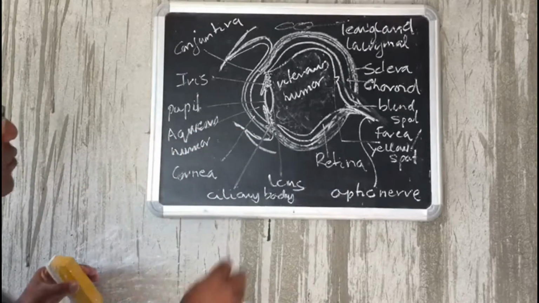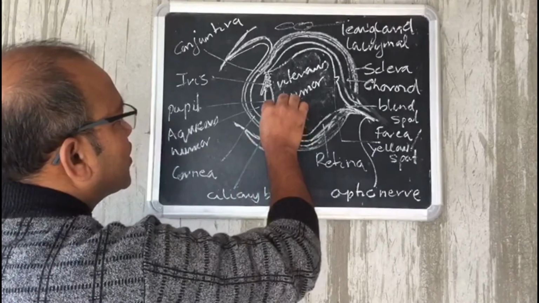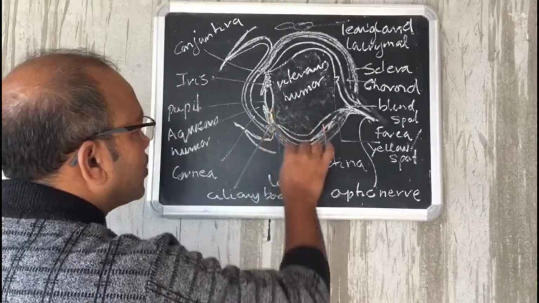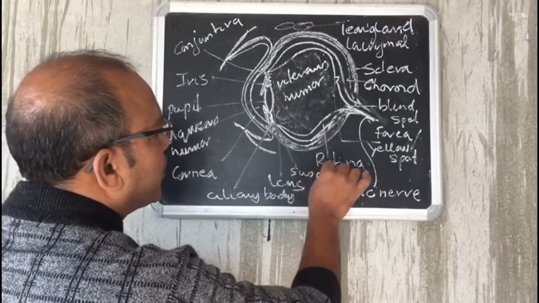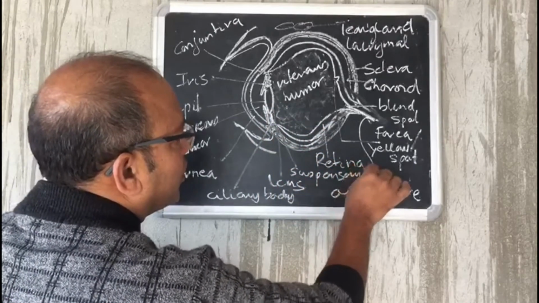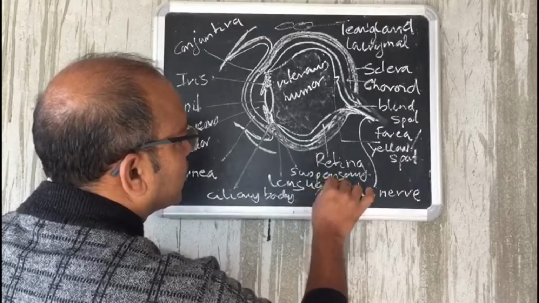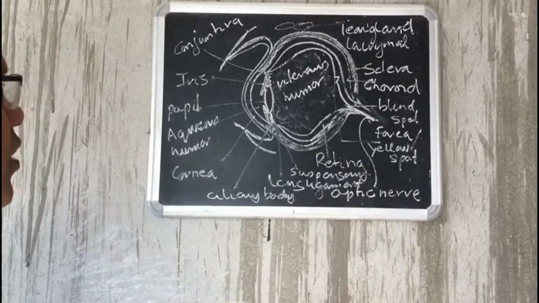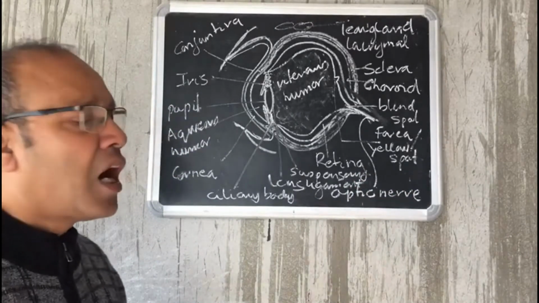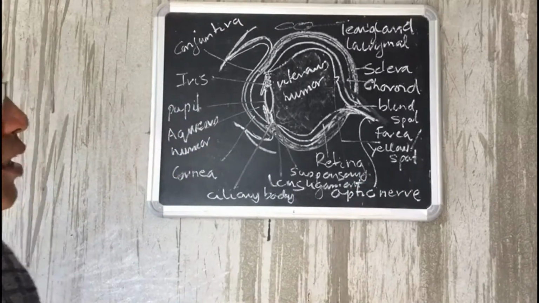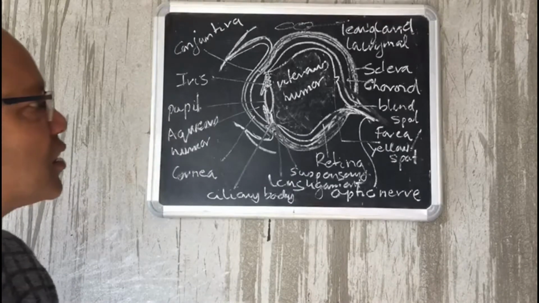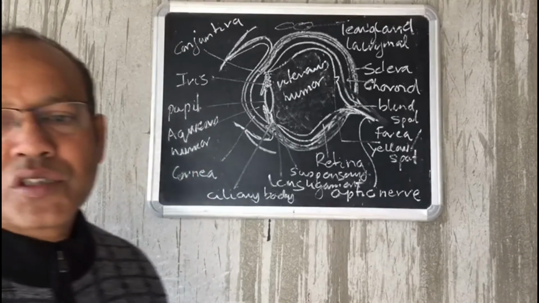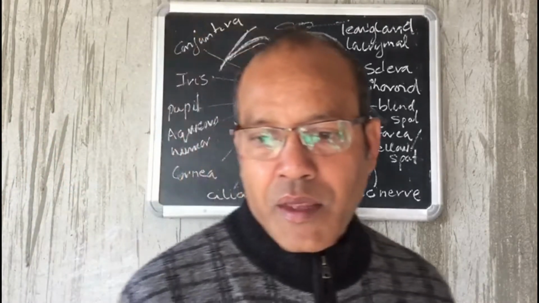Then another structure that is present here, which helps to keep the lens in place, is called the suspensory ligament. The function of the suspensory ligament is to keep the lens of the eye in place. The lens is biconvex. So this is basically the structure of the eye and the various functions associated with it.